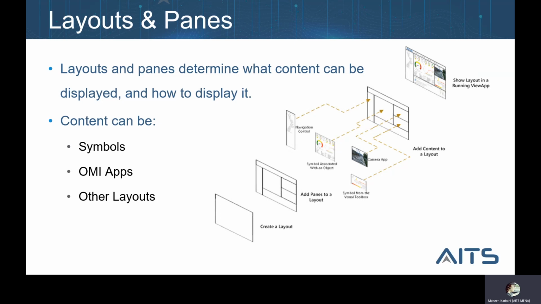Next is the layout and pans. The layout is what content can be displayed and how to display it. A layout can contain the symbols that I created in the graphic toolbox, or linked with objects. A layout can have applications, alarms, map app, GIS, historical, etc. We have many apps, and I will show you where to find those apps. And if I want to add another app that I don't have, I'll show you where to download it. And also another layout. That means a layout can have another layout, so I can have a layout inside a layout, or a pan inside a layout inside a pan.